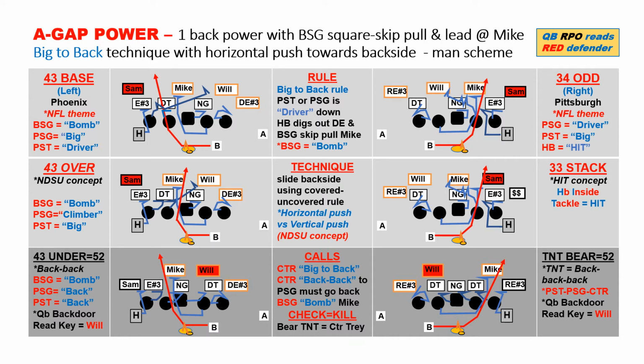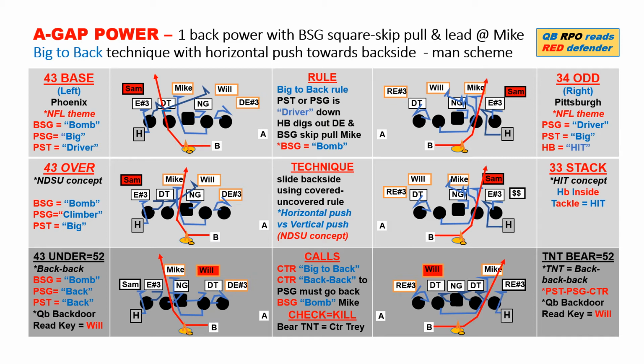One exception with A-gap power is when you get what we call TNT fronts in the bottom dark gray diagrams. You can see when we've got the guards and the center all covered, which we call TNT type front, we essentially have 5 defensive linemen. So now we are going to block that Sam key. You can see in the lower left-hand corner.